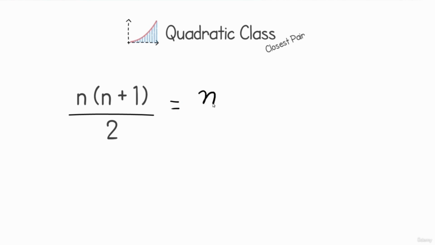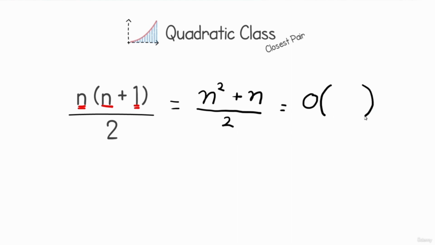So n times n plus 1 gives us n squared plus n. What's happening over here is just n times n gives us n squared, and n times 1 gives us n. And of course, we still need to divide by 2. Now it's just a matter to simplify it in big O terms.